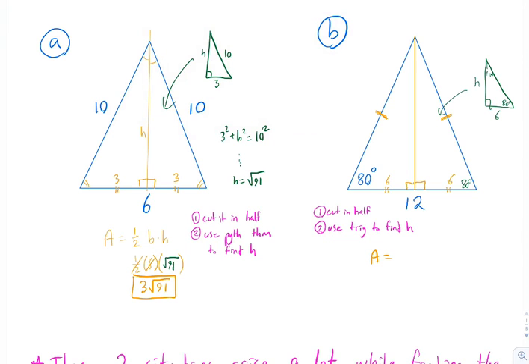We could start and say, well, the area is 1/2 base times height, and the base was given, so it's 1/2 12 times.